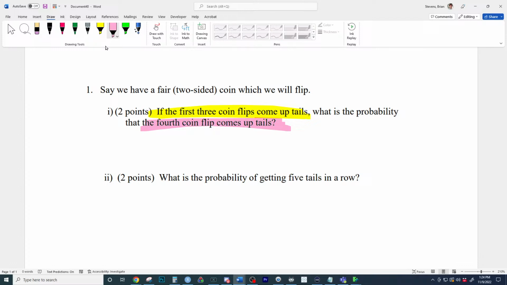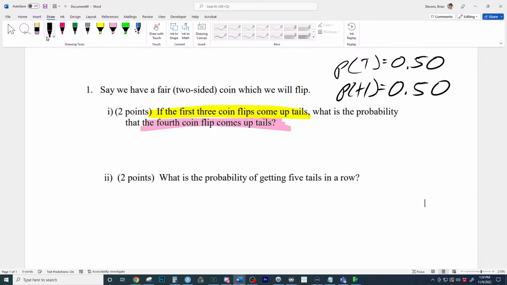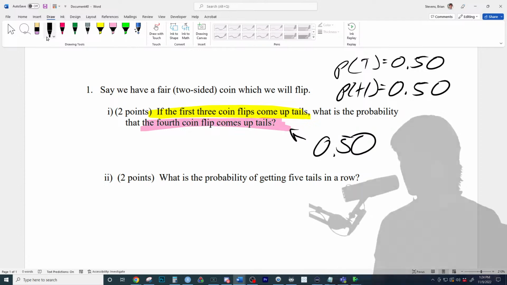Coin flips are all what of each other? And it's fair, so the probability of tails is 50%. Probability of heads is 50%. So the 4th tails would have a probability of what? The 4th tails would have a probability of 50%. But be careful. Remember, each flip is independent.